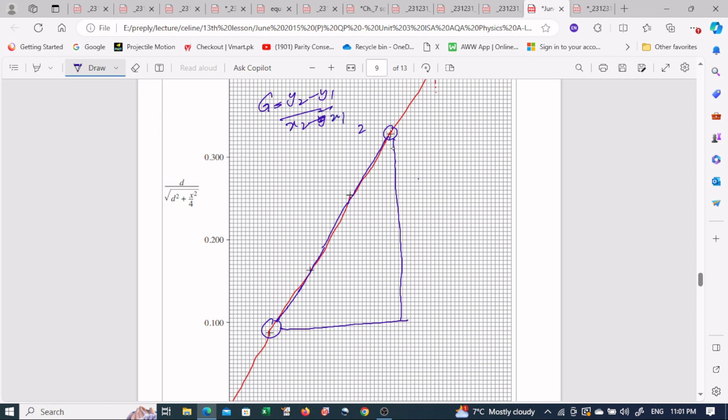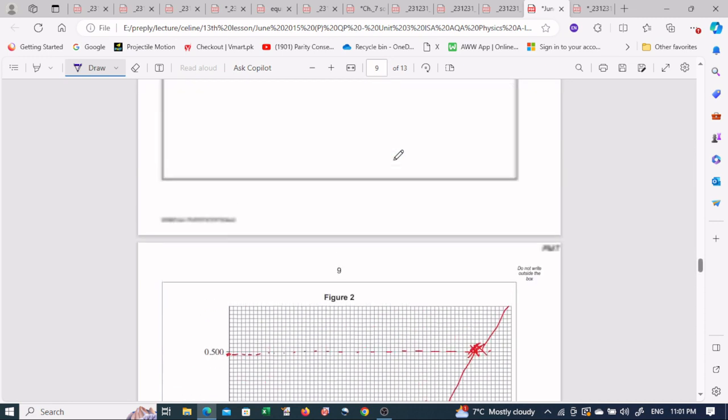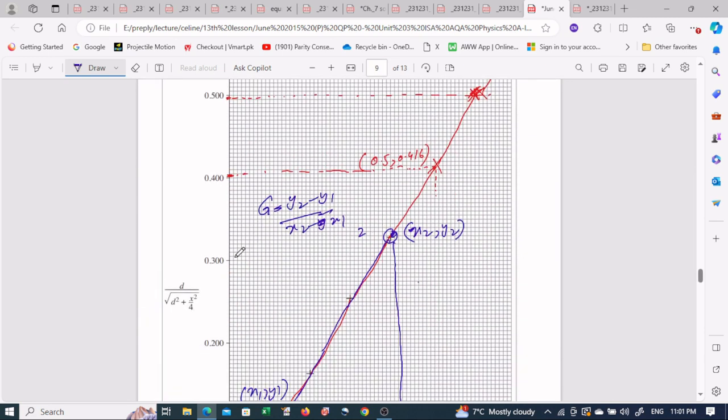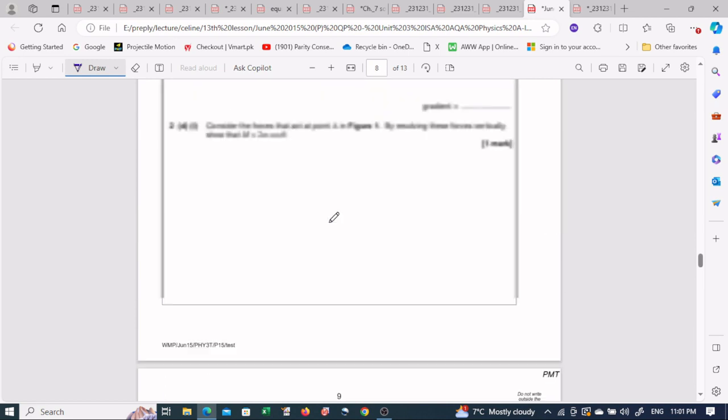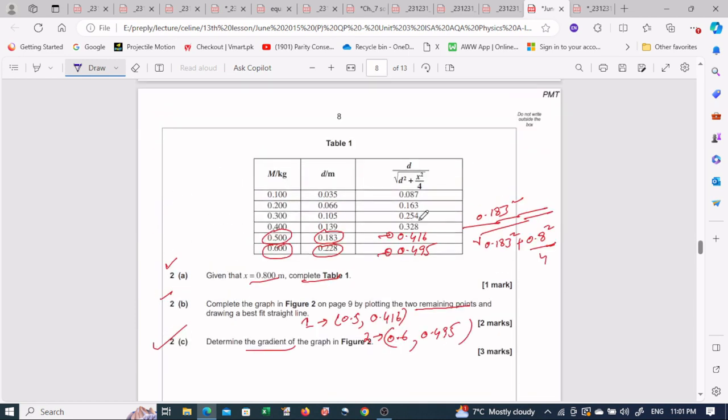So this point is x2 y2, this point is x1 y1. This is the first point, this is the second point. We must know the coordinates of this point and of this point. These two coordinates we can just check from the table. We can also check from the graph, but it is very difficult, but we have the table values. So we have 0.4 as point 2, and 0.1 as point 1. So we choose these 2 points.